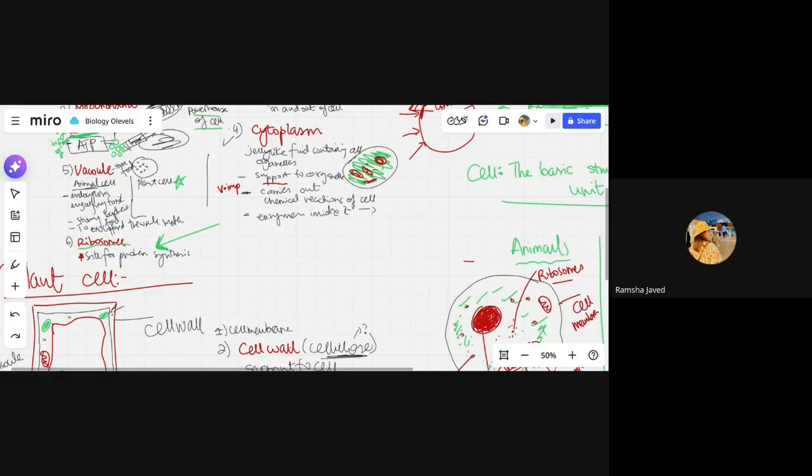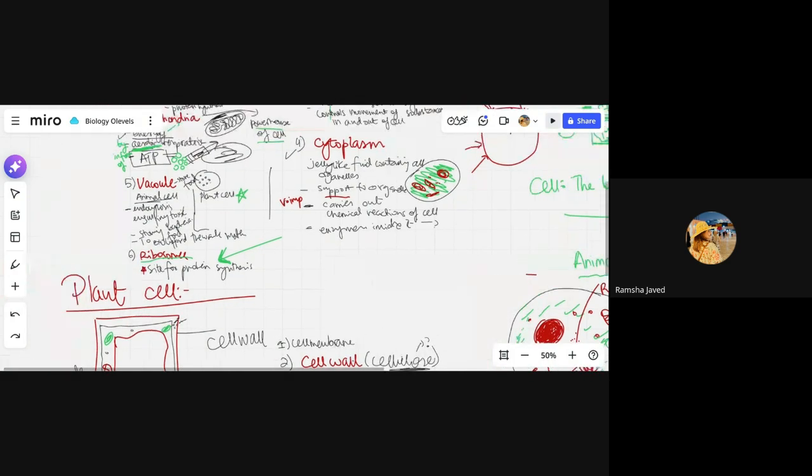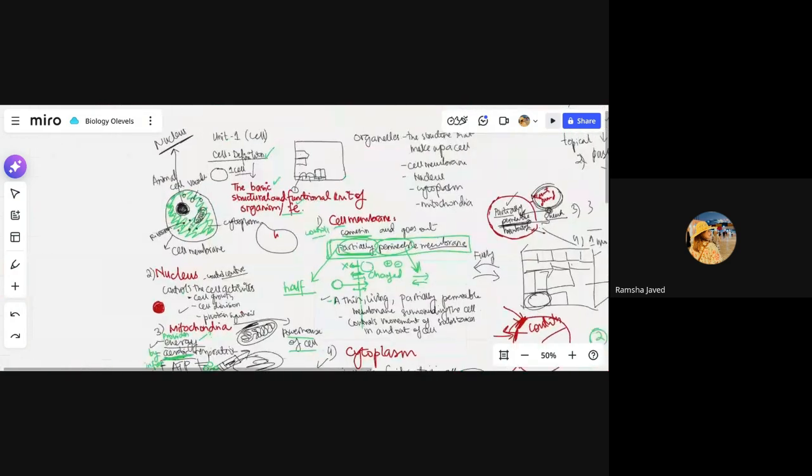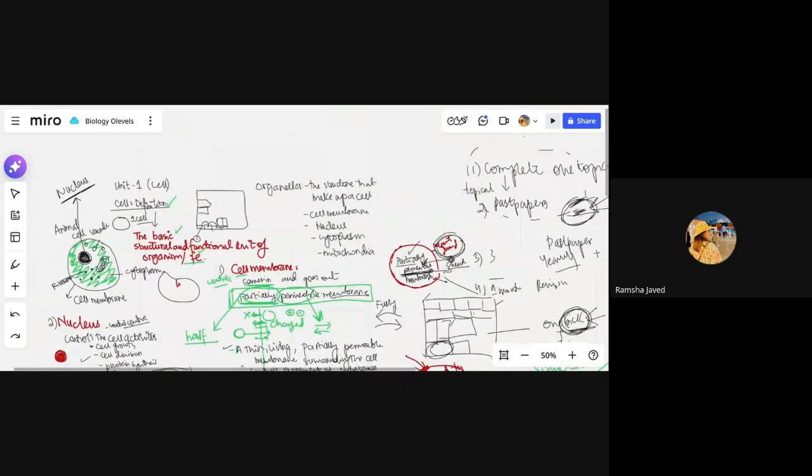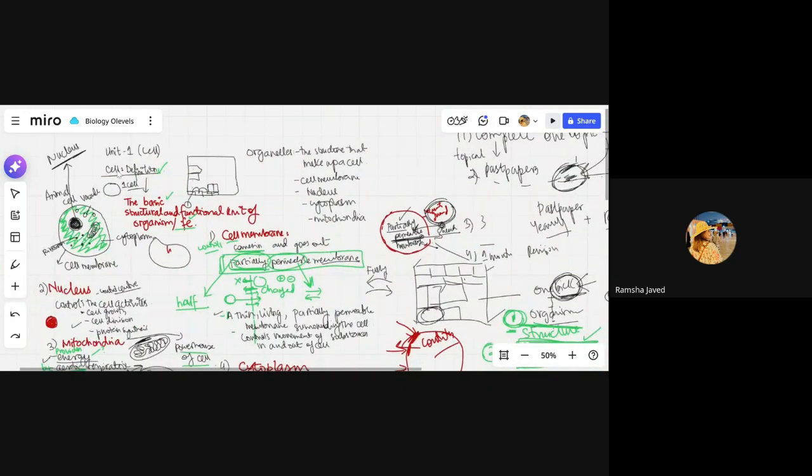Saif, just for a brief overview, we have started from chapter number 1 of O levels biology. We are studying the cell: cell definition and different types of cells. Do you know anything about the cell, Mohammed? What do you know about the cell? Or you don't know anything about the cell?